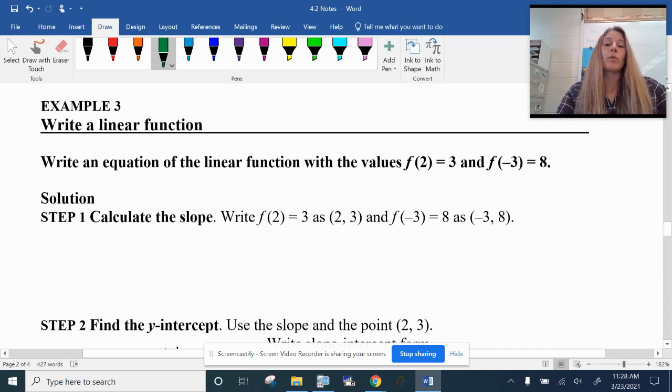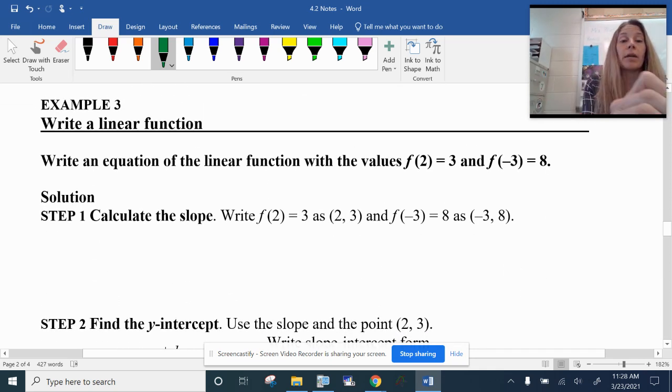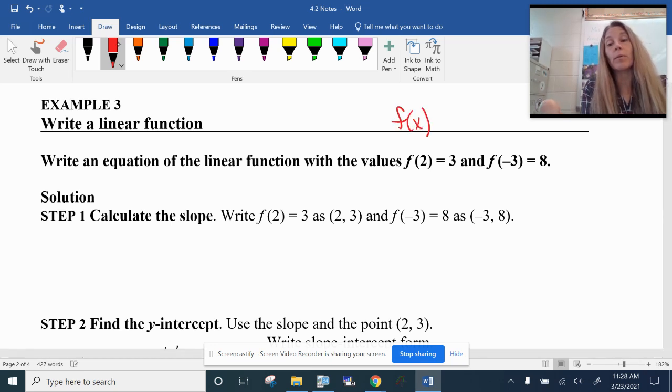Now, in the third example, we're going to continue on working with the same type of problem, but this time they're going to be written in function form. So if you remember, we've talked about this before, that f of x is really equal to y. So if it says f of 2, that means 2 is my x value, and if it equals 3, that means 3 is my corresponding y value.